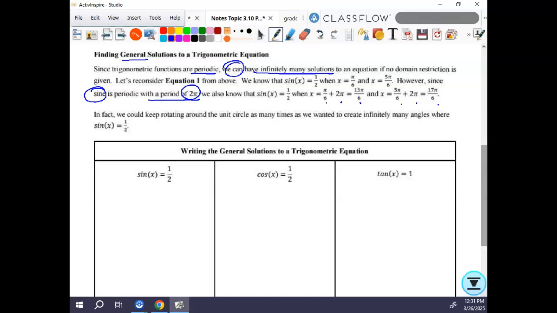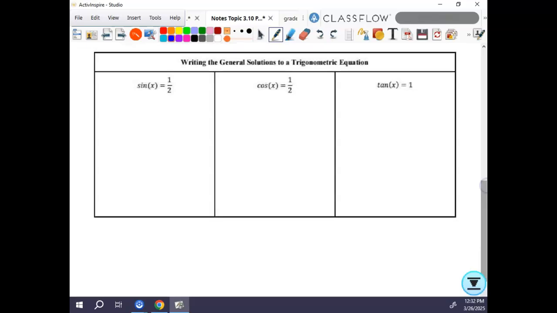Yeah, we can keep rotating around the circle as many times. And so we have to know how to express that because we cannot write out an infinite number of answers. So let's write those out for these three statements here. So I have the sine of x equals 1/2. What I can do is make this into an inverse.